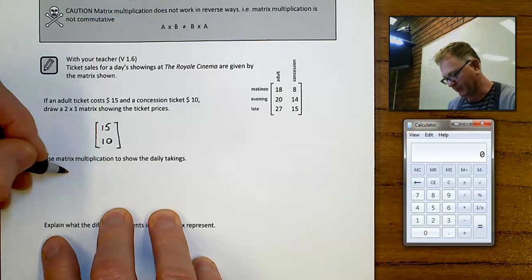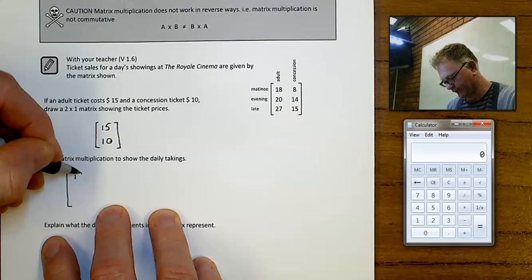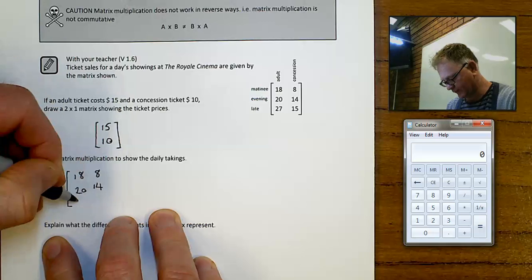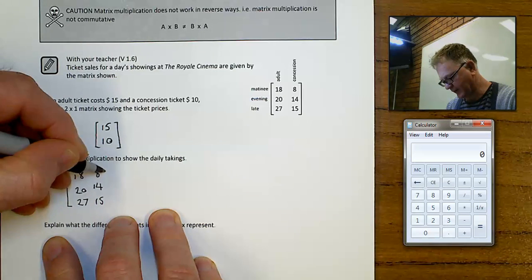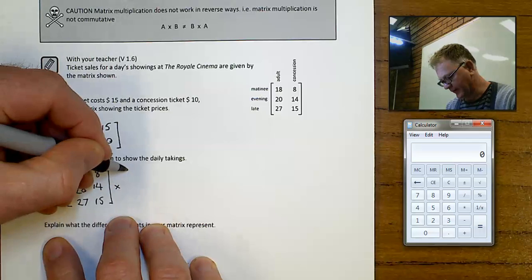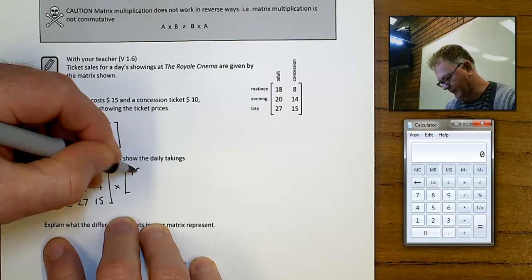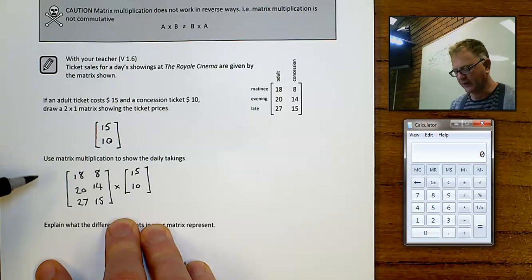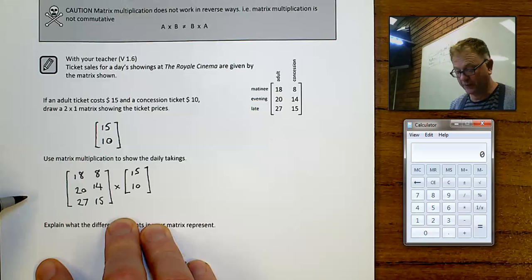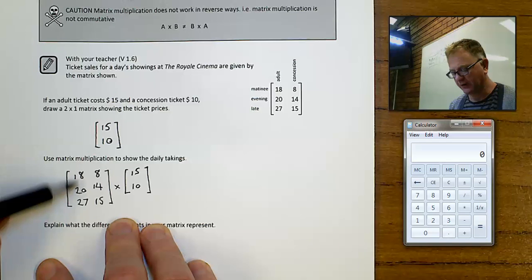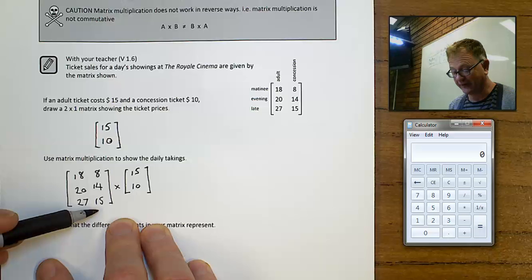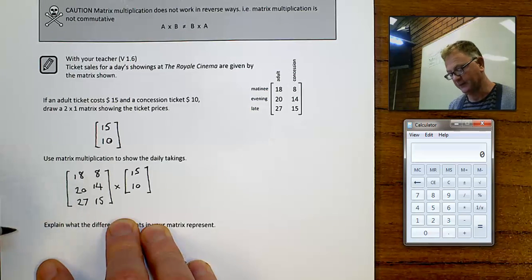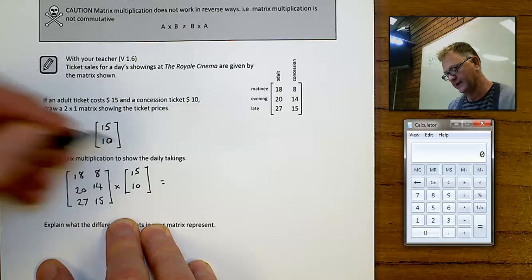So we're going to get our first matrix, and we're going to multiply it by our price matrix. Now notice what happens when we do this. First of all, check that the multiplication is possible. The number of columns in the first matrix, that's 2, must match the number of rows in the second matrix. Yes, it does. So the multiplication is possible. And see what we get.